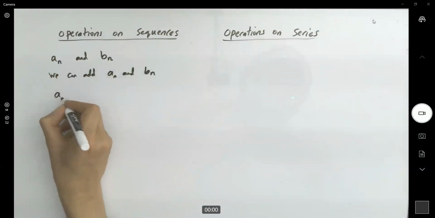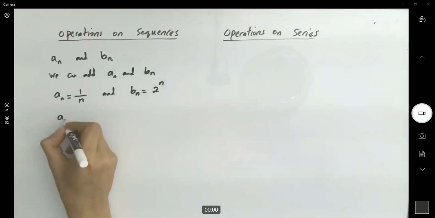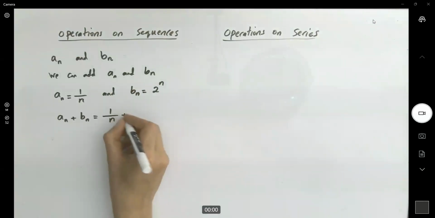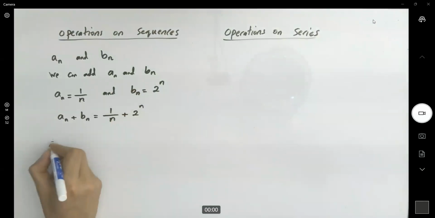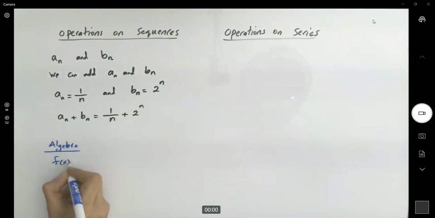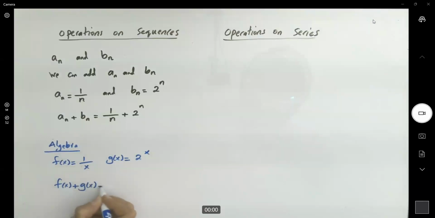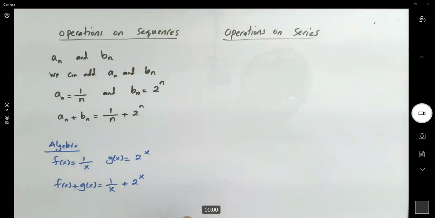For example, if A sub n is equal to 1 over n and B sub n is equal to 2 to the n, A sub n plus B sub n is going to be 1 over n plus 2 to the n. And it's just a new function. As you saw before, do not get confused, do not overthink it. Go back to algebra. In algebra, you learn that if you have a function f of x, 1 over x, and you have another function like 2 to the x, you can add these two functions together and you create a new function, 1 over x plus 2 to the x. A sequence is a function, so it follows the rules, the operations that we defined for functions. Of course, you can add them, you can subtract them, find the difference between them. Definitely, why not?